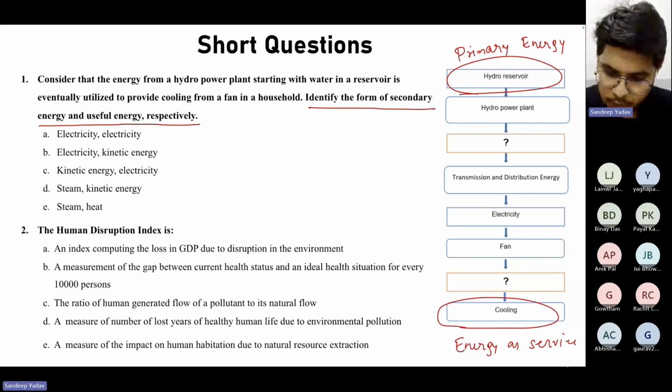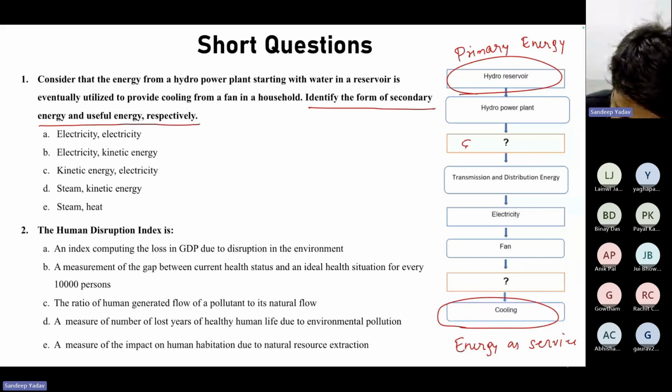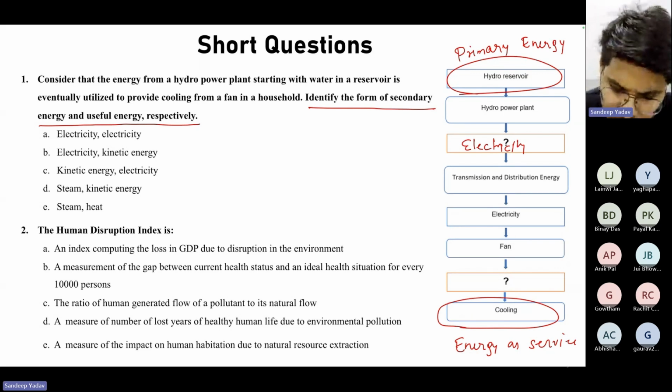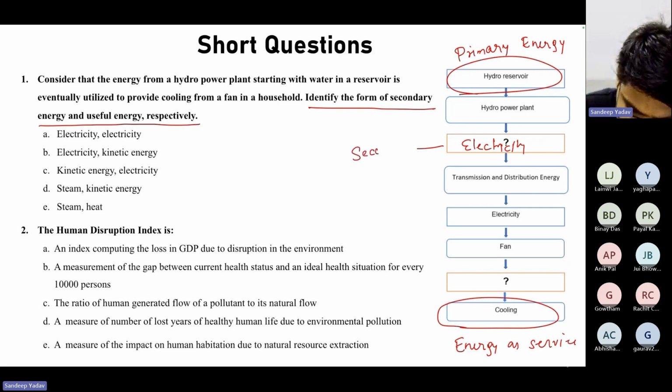So that's very clear from your comments also. Hydro power plant will generate electricity. So now we can write it here, electricity. I'm going very slow because I don't want to rush and want to match the level of all the students. So identify the form of a secondary energy. So here electricity is a secondary energy.